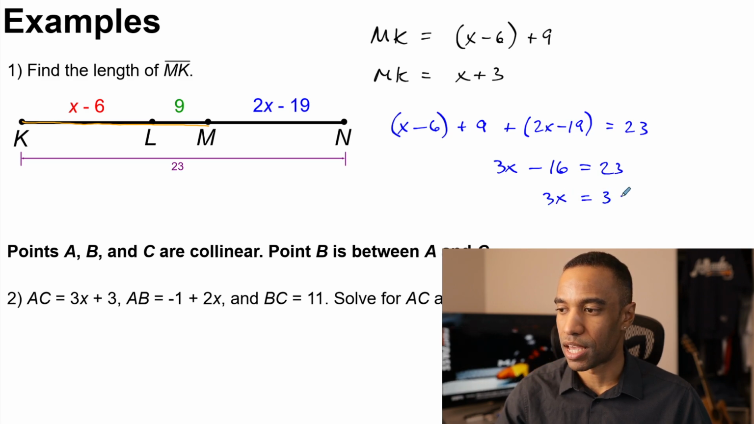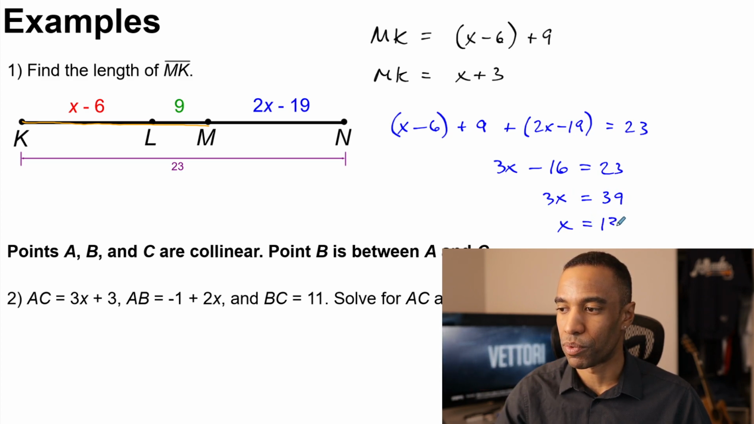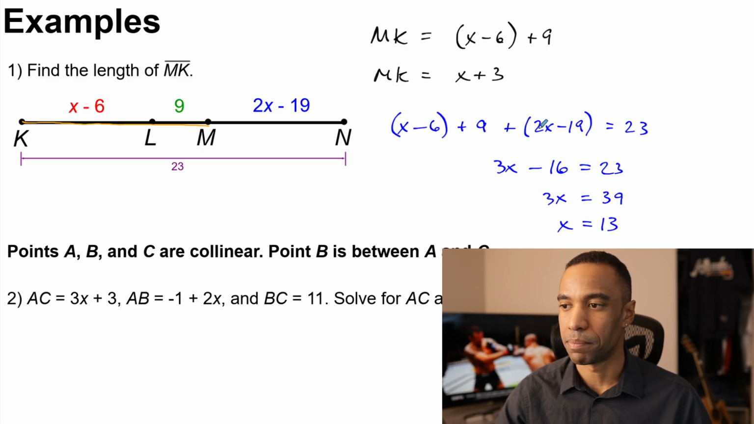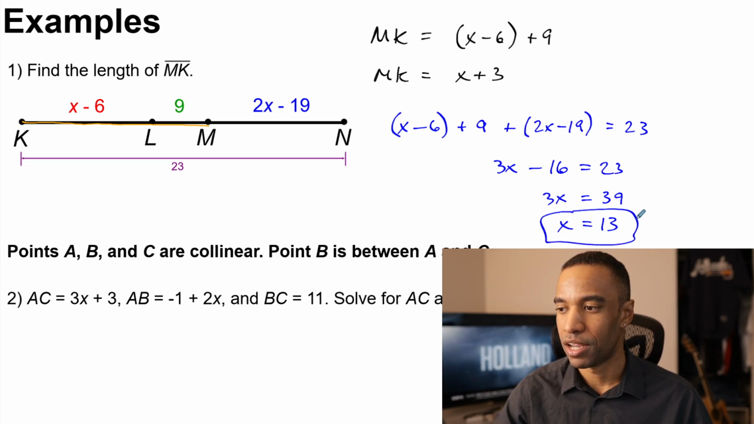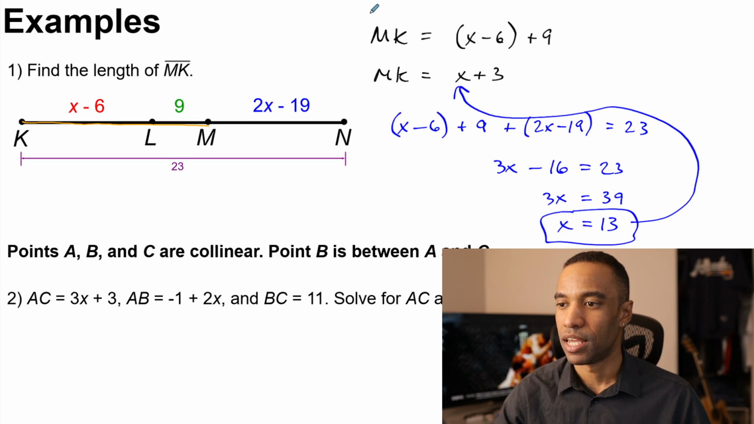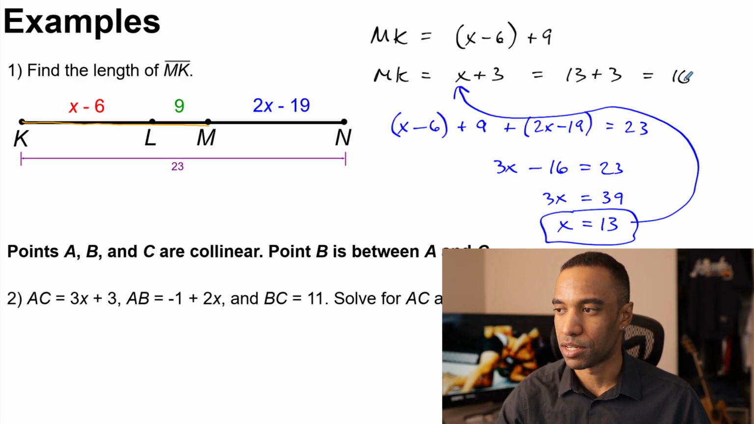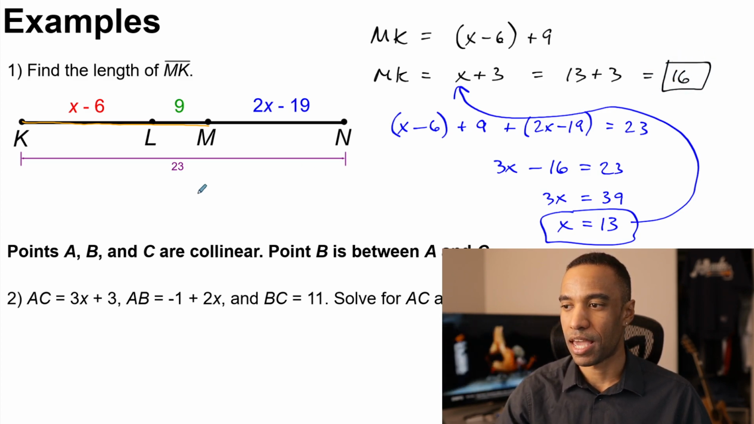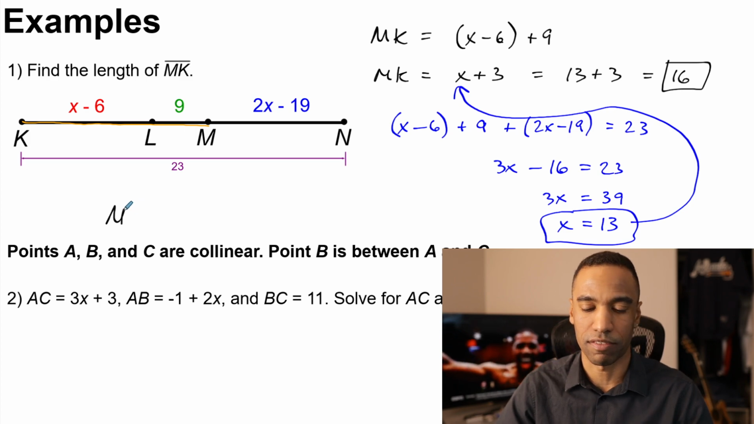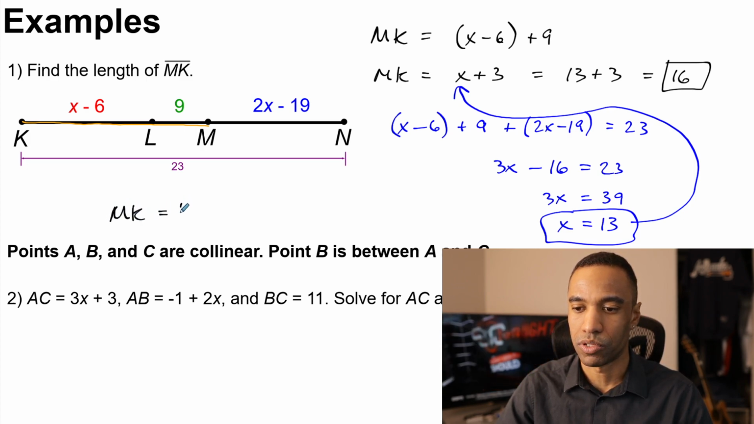Add 16 to both sides and then divide both sides by 3. I'm going to get x equals 13. So I can take that 13 and substitute it into here to solve for MK. That's going to be 13 plus 3, which is 16. So that is the length of MK in its entirety. Let me say that one more time. The length of MK equals 16.